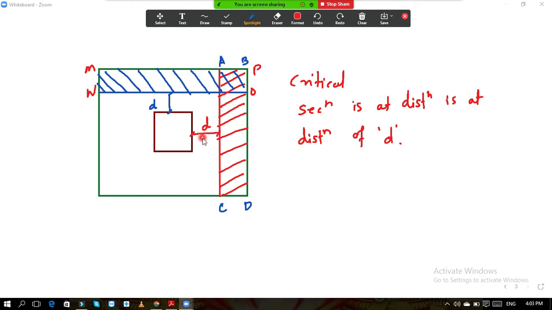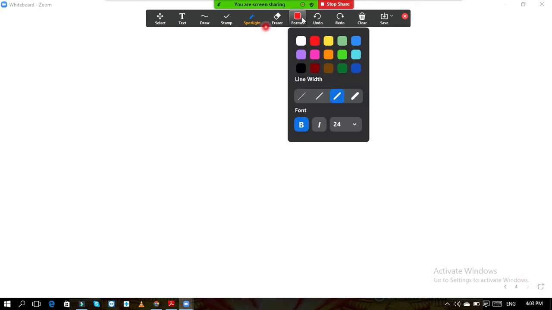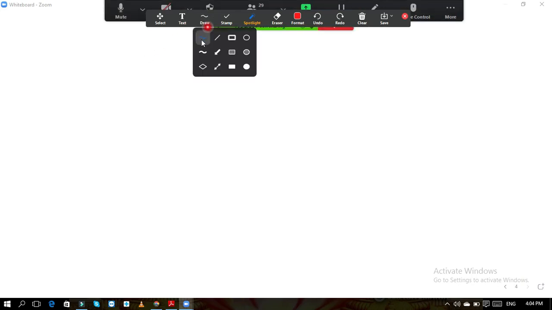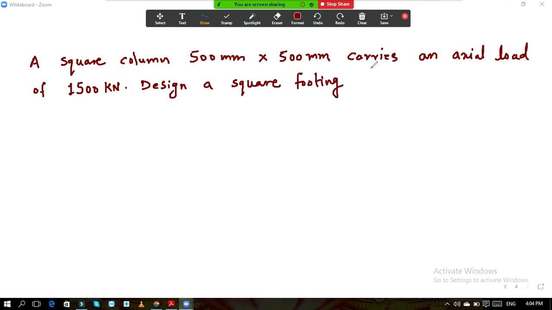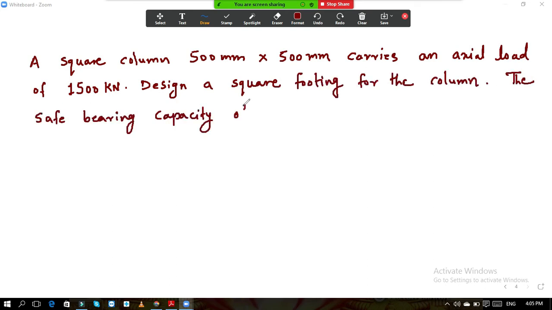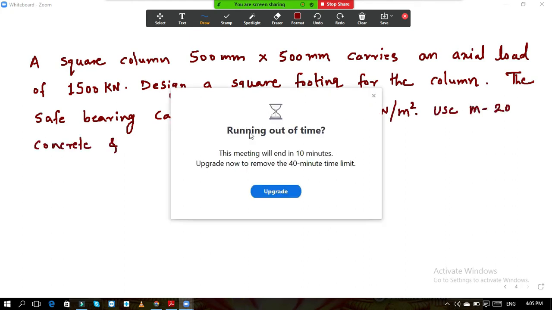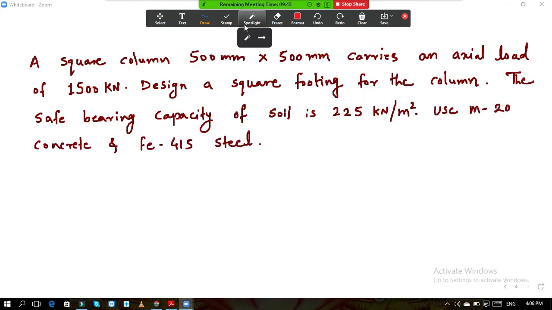Okay, so now moving forward, we will take one numerical, and in that numerical I will tell you how to design the footing. So we will solve one problem first. You copy down the problem, I will write it here, and then we will solve. We will read this first.